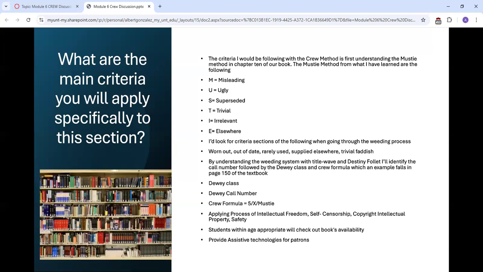Also, how long have we had the book? Trivial is also wear and tear, similar to ugly, but trivial is also about how long we've had the book, and any damages. Irrelevance is similar to misleading, as in whether it's in the right section. Other things to wonder about are how many times the book has been checked out, how many times it's been processed in circulation, and elsewhere, meaning the location of the books, whether these books are elsewhere or missing, things like that. So that would be the MUSTY method.